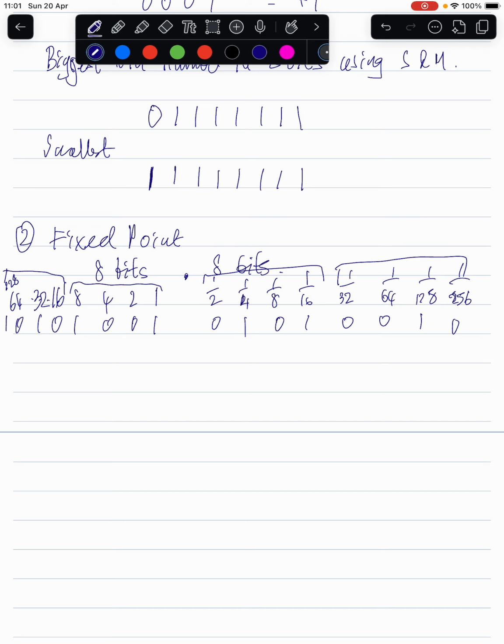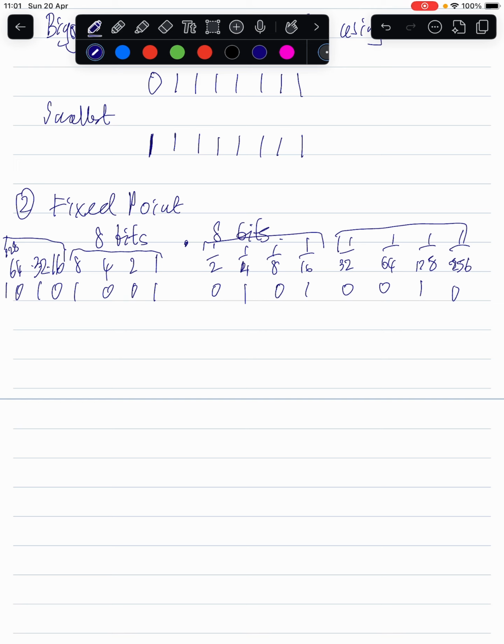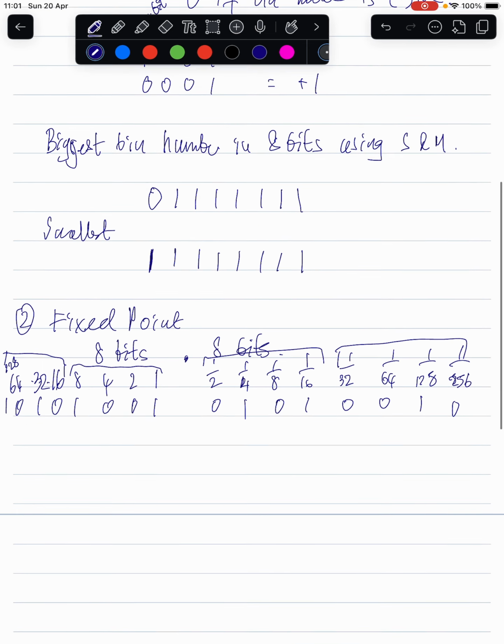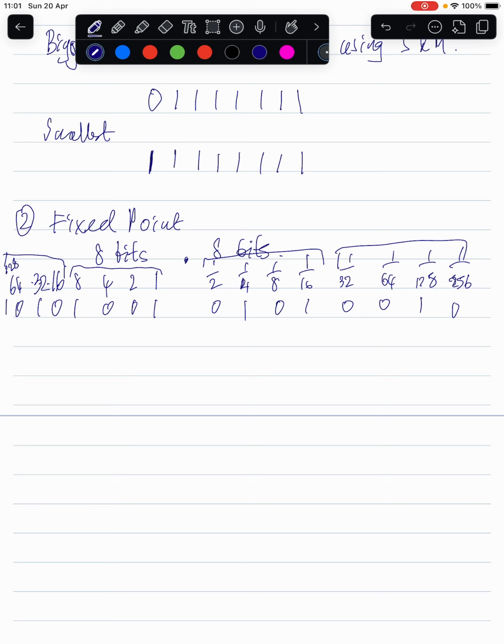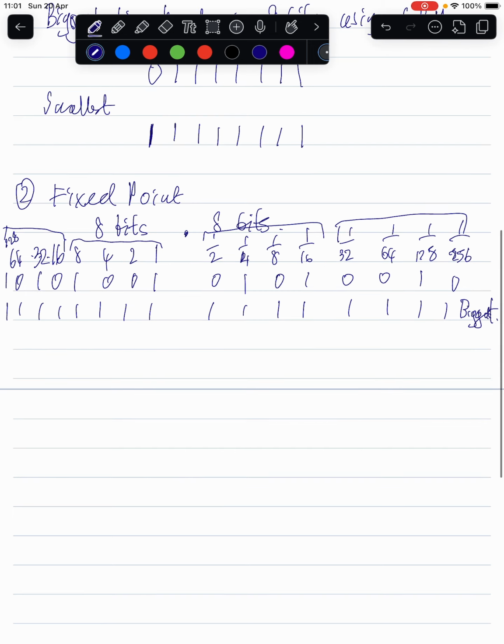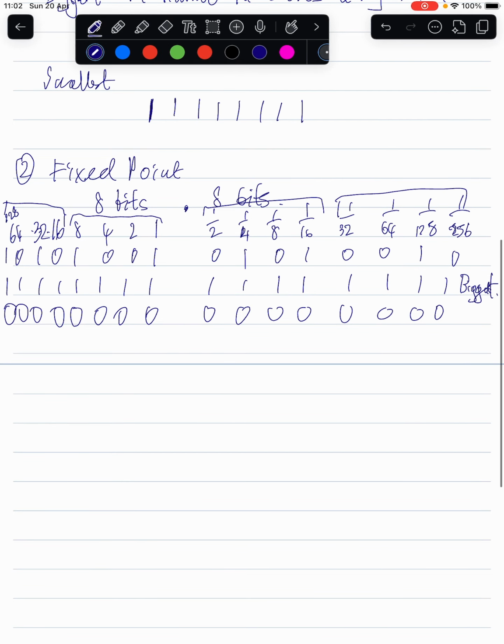Okay, all right, so what is the biggest number we could have? Well, all ones. And the smallest? Well, we haven't said how to store negative numbers here, so the smallest would be 0, in this case where we haven't got a way of storing negative numbers. Okay? So that's fixed point.